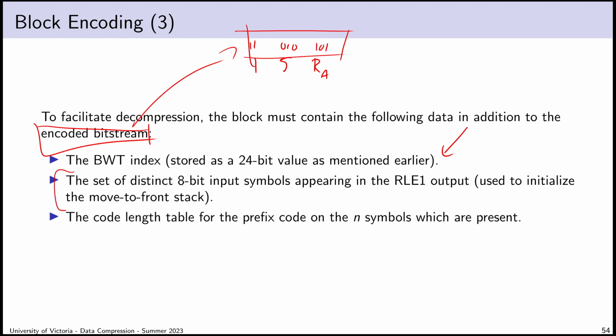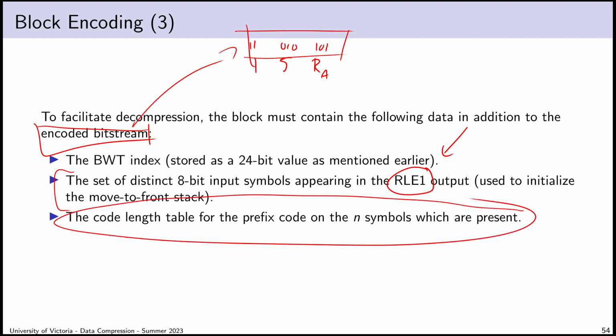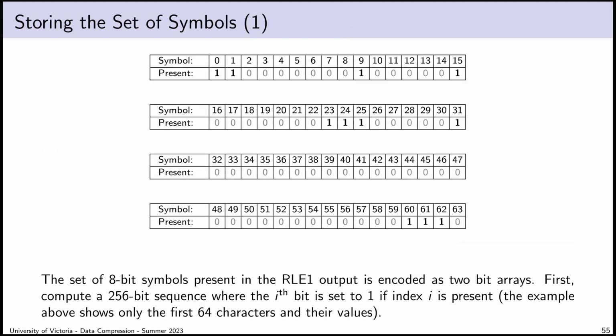I also have to tell the decompressor which set of symbols occurred in my input. Remember that the move-to-front stack was initialized only to the set of symbols that actually showed up in the RLE1 output, which means I have to tell the decompressor which symbols those are so it knows how many symbols I'm working with. And of course, I have to somehow convey the code length table for the prefix code. And the prefix code will be over the n possible move-to-front indices, or actually it'll be n-1 because the 0 index won't be present, plus the RA and plus the RB symbol and plus the EOB symbol. So of course the prefix code also includes those.